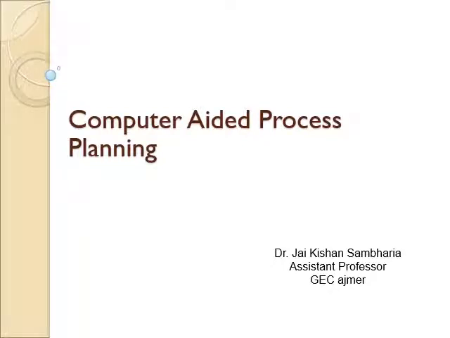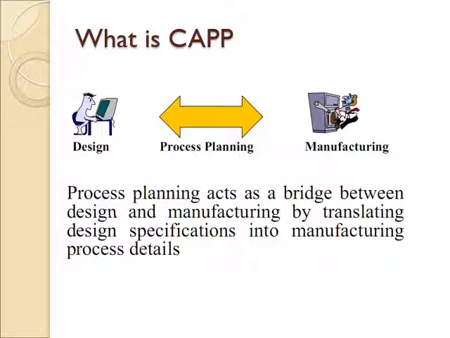Hello everyone. Today we will discuss a new topic, computer-aided process planning. First we need to understand what computer-aided process planning is. This term or process is used in between the design and manufacturing processes. It acts as a bridge between these two processes, design and manufacturing, by translating design specifications into manufacturing process details. So that is the process planning.